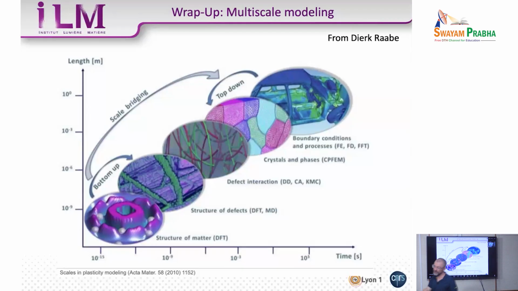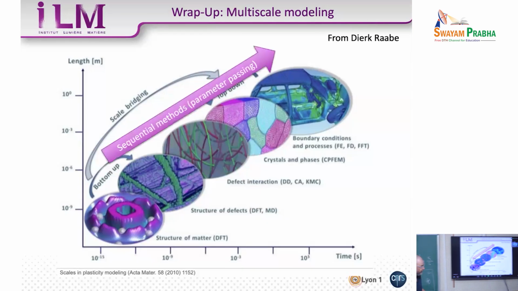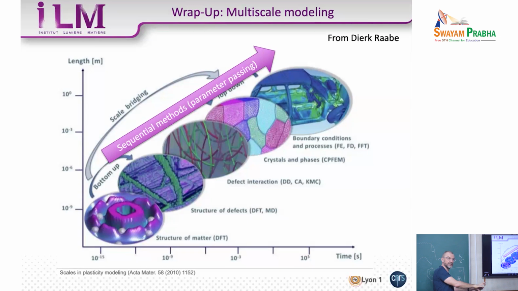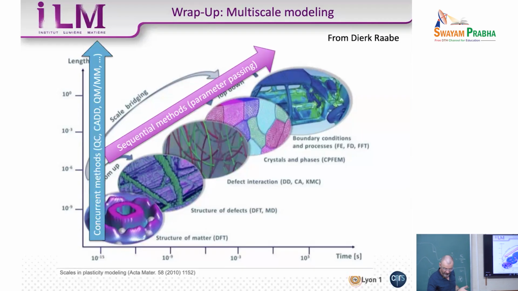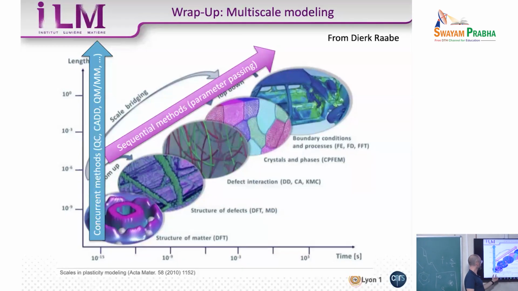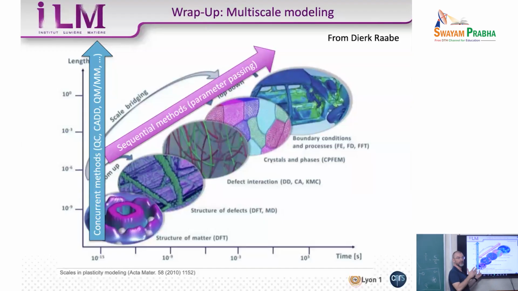Most usually, especially when you use methods where you fit parameters of a model from simulations at the scale below, and you do it again and again, this is called sequential methods. And when you do these sequential methods, most often you move diagonally in the phase diagram. But you could also move vertically, where you stay at basically 0 temperature, or there's no time, but you try to change the space scale.